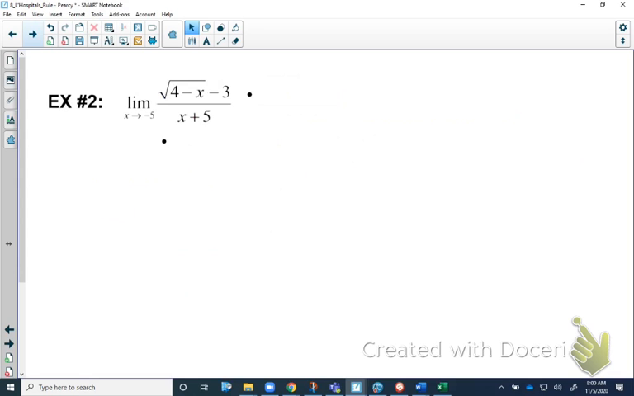So here, now we have an expression where we would have had to use conjugates. We would have had to multiply both the top and bottom of the fraction by the conjugate of the square root of 4 minus x minus 3, and then simplify so that we wouldn't have that x plus 5 problem in the denominator, because clearly if you just do direct substitution, you're going to get a 0 in the denominator.